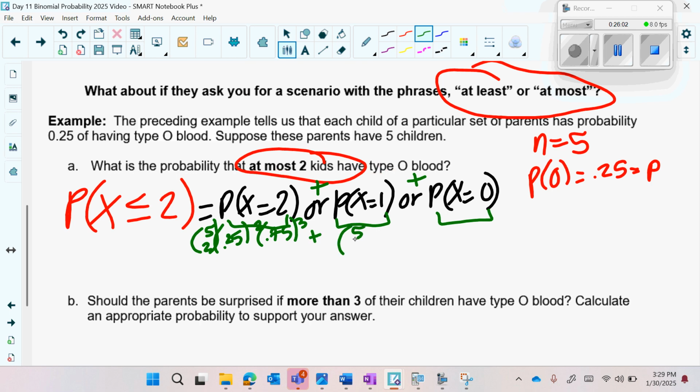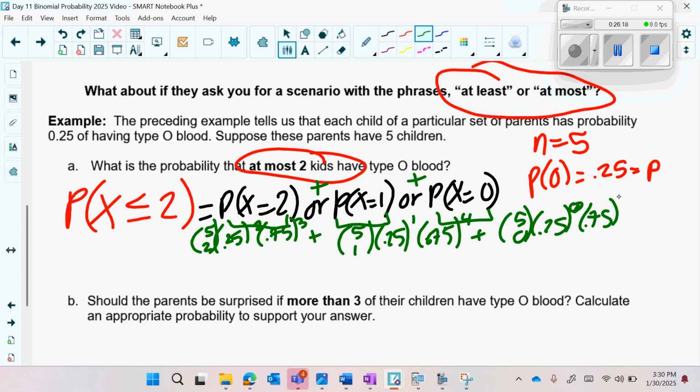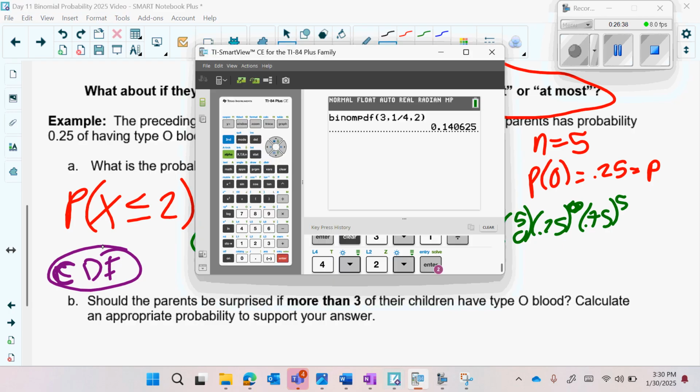Now you do it for 1. 5C1, probability of success to the 1, probability of failure to the 5 minus 1, which is 4. Then you would do it for 0. 5C0, probability of success to the 0, probability of failure, which is 0.75, to the 5 minus 0, which is 5. This seems really annoying. And basically, you would do binomial PDF three times and add them all up. And it turns out there's a quicker way to do that, and that is called binomial CDF. So instead of doing this by hand and adding it up 3 times, you can use the function binomial CDF. So I'm going to show you that now.